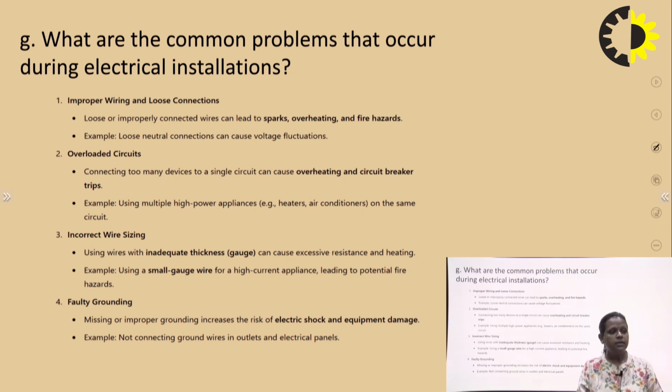Now the next is faulty grounding. Missing or improper grounding increases the risk of electric shock and equipment damage. For example, not connecting ground wires in outlets and electrical panels. So these could be common problems that occur during electrical installation. As this is a 2 marks question, 4 points are enough for the answer.